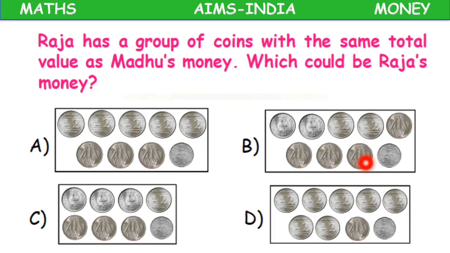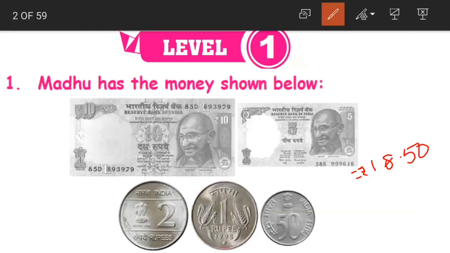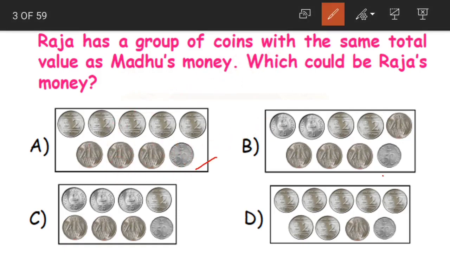Now moving on to the next part of the question. Raja has a group of coins with the same total value as Madhu's money. Which could be Raja's money? What are they saying here? Madhu is having 18 rupees 50 paise. In that he is having both notes and coins. But our Raju here has a group of coins, only coins. As you can see in the options, we are having only coins here.